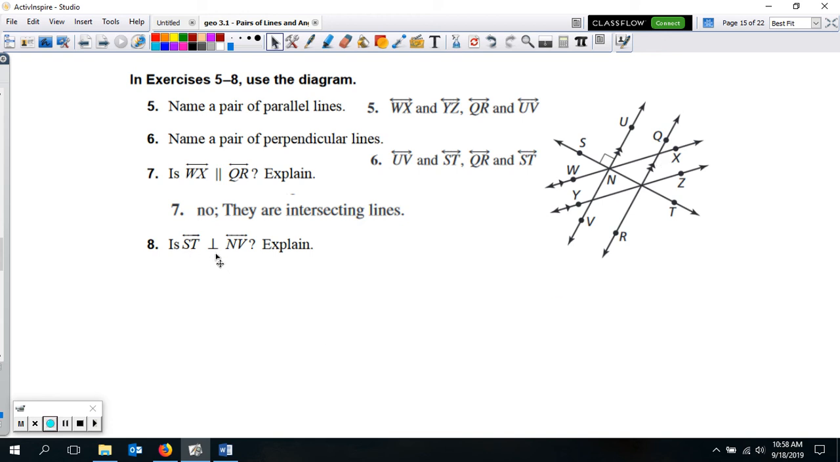Is ST perpendicular to NV? So ST and then NV. So that would be this one here. Are they perpendicular? We already kind of explained that with this one up here. That would be yes. They are. There's exactly one line through V that's perpendicular to ST line. So one line through V that's going to be perpendicular to that. That's according to that postulate we talked about.